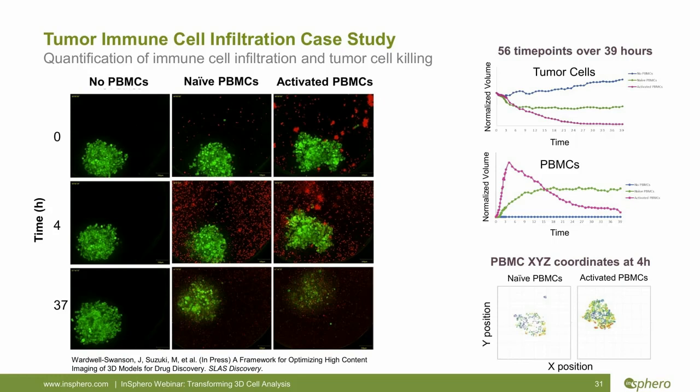Whereas the activated PBMCs are distributed evenly throughout the spheroid in all 3 dimensions, and that's shown by their distribution in the XY dimensions, but also their blue, green, yellow, orange, and red coloration. This pattern is consistent with full immune cell infiltration by 4 hours.